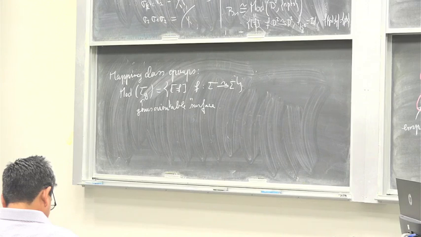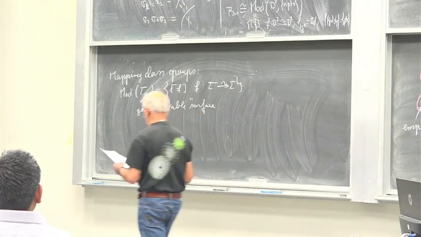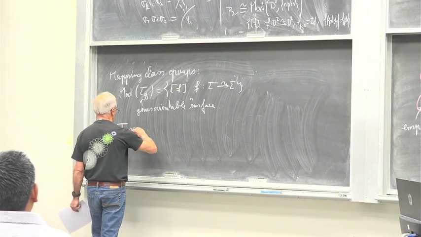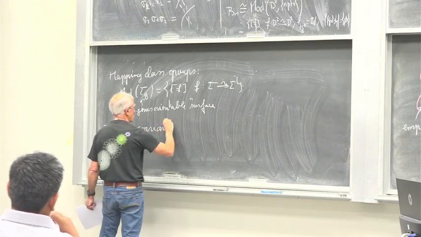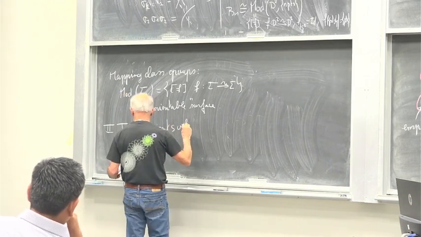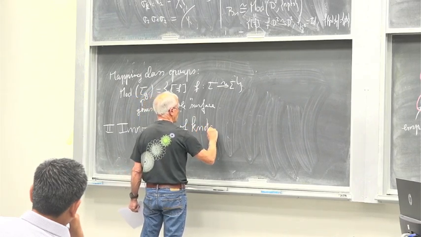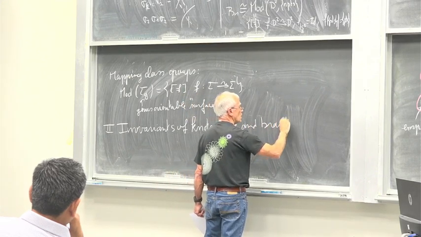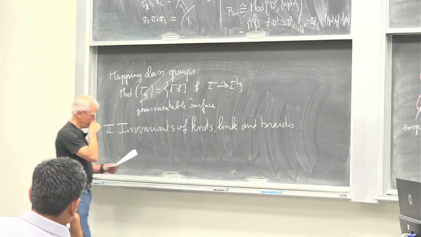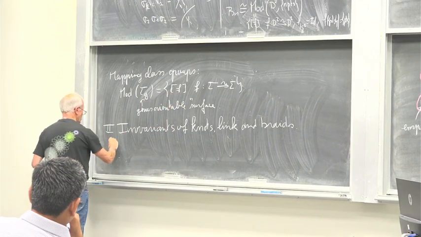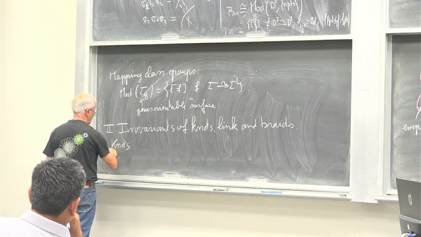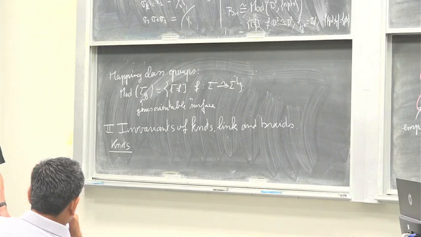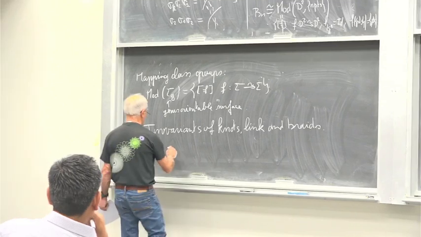So we have our topological objects and structure. Now we want to talk about invariants of knots, links, and braids. Concerning knots, I will be quick on the classical ones, but I can remind you of them.